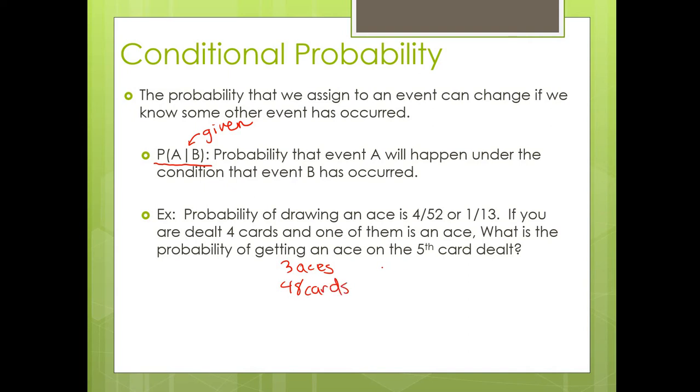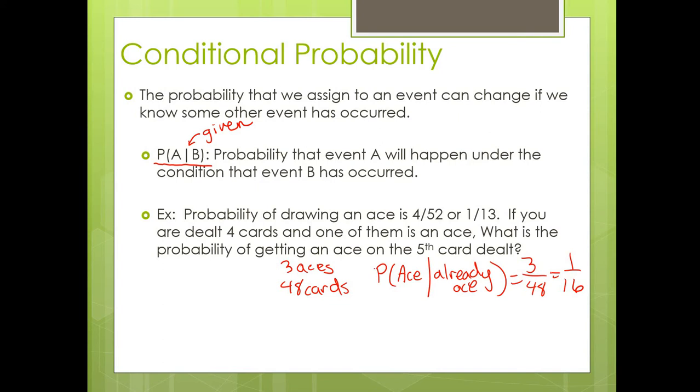So with this new piece of information, P of, we'll call it ace, given I already have an ace, is going to be 3 over 48, or 1/16. Now this brings us to a check you can do for independence.